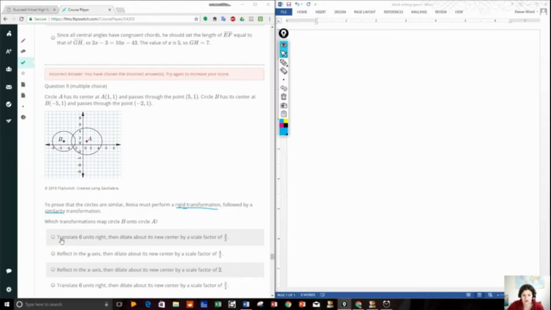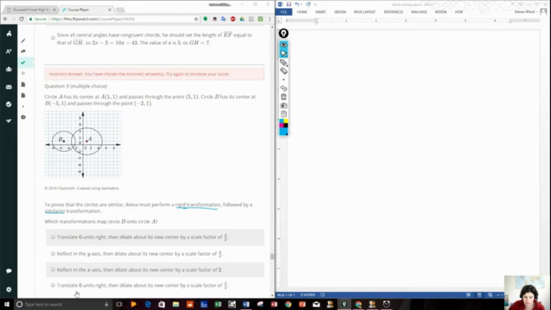So let's see. Translate 6 units right, then dilate about its new center by a scale factor of 4/3. Reflect in the y-axis, then dilate about its new center by a scale factor of 4/3. Reflect in the x-axis, then dilate about its new center by a scale factor of 2, or translate 6 units right, then dilate about its new center by a scale factor of 3/4.